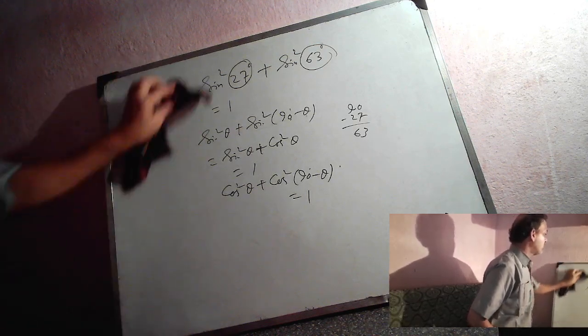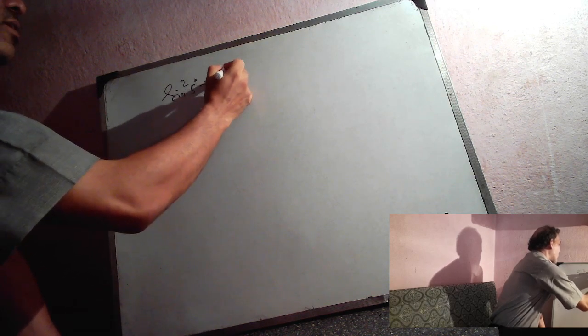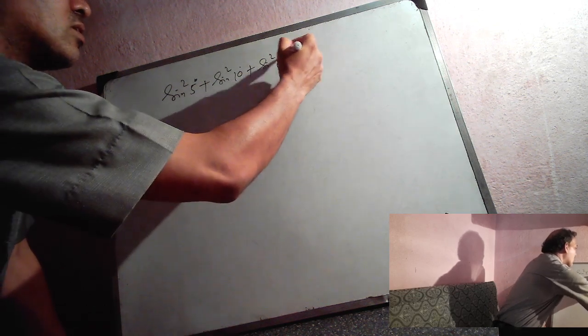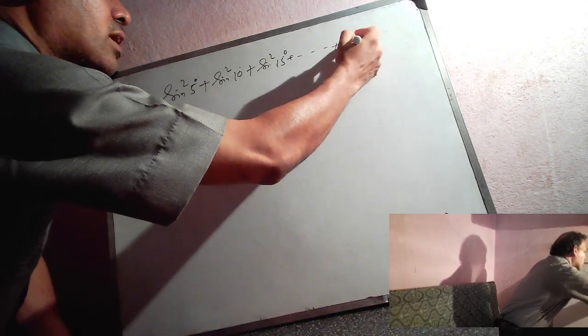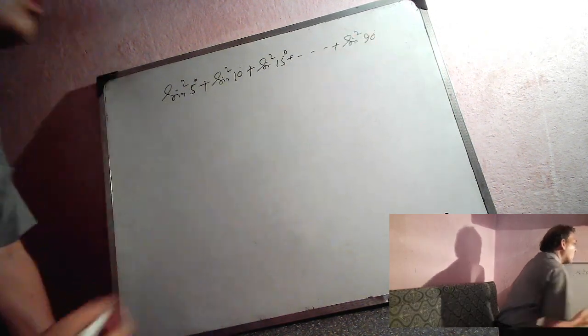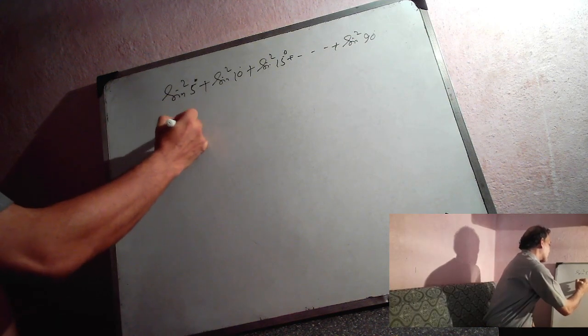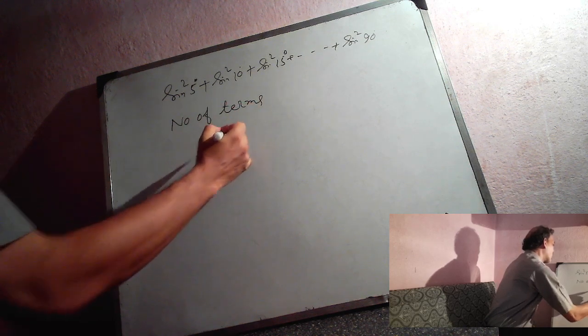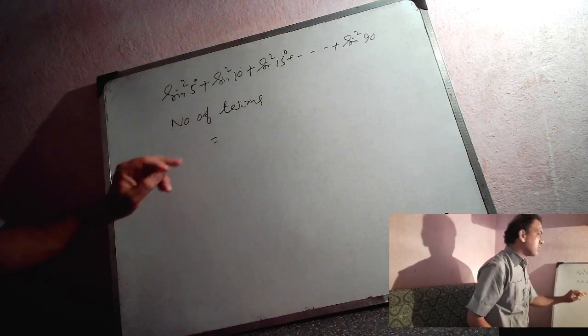Next trick. Find the value of sin square 5 degree plus sin square 10 degree plus sin square 15 degree and so on up to sin square 90 degree. What will be its value? First find the number of terms. Can you find the number of terms?